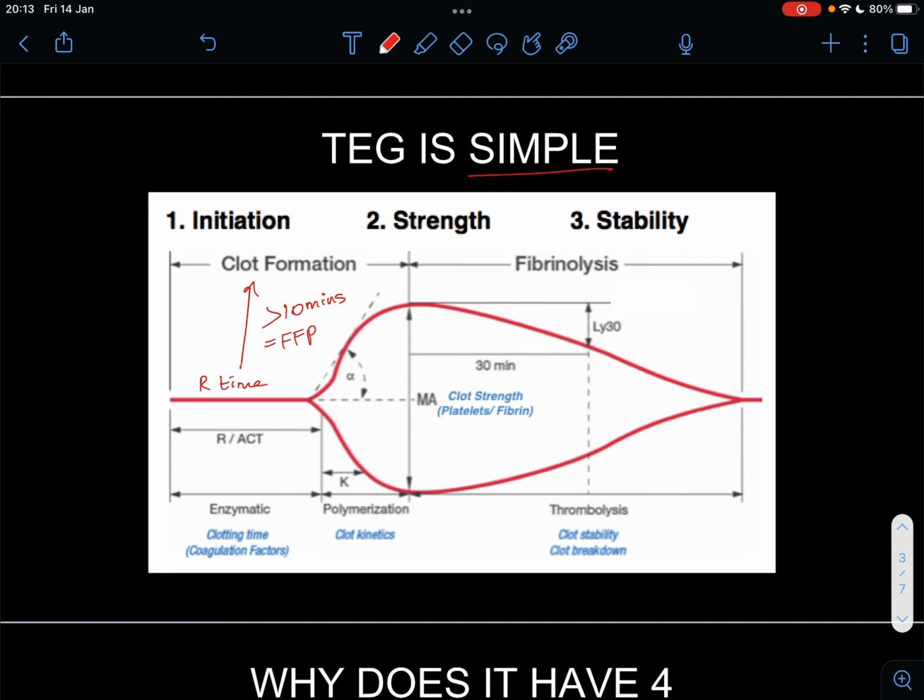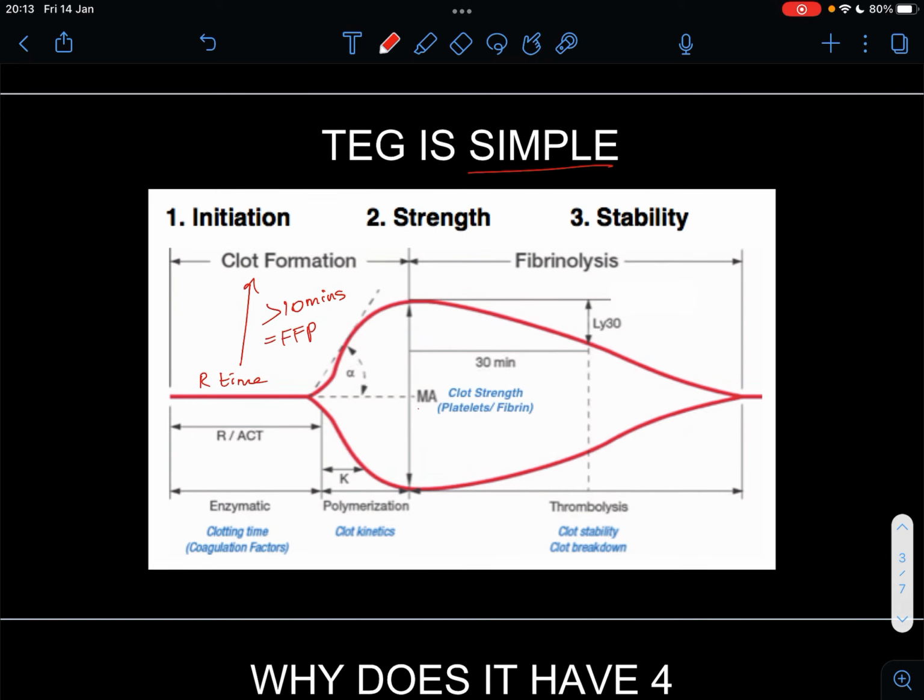Next couple of indices we're going to take note of but then ignore completely. So there's something called an alpha angle and a K time, and this is just telling you how quickly that clot is developing. So we can note those down and we can know what they are, but it's not as important as the next thing, which is our maximum amplitude, or MA. So MA is the maximum amplitude of your clot. That's telling us how strong the clot is.